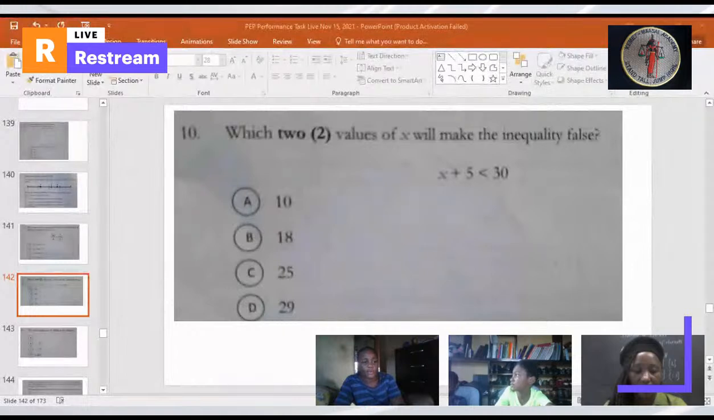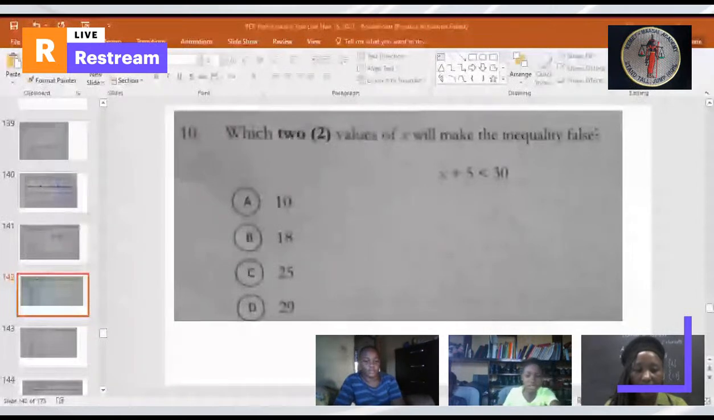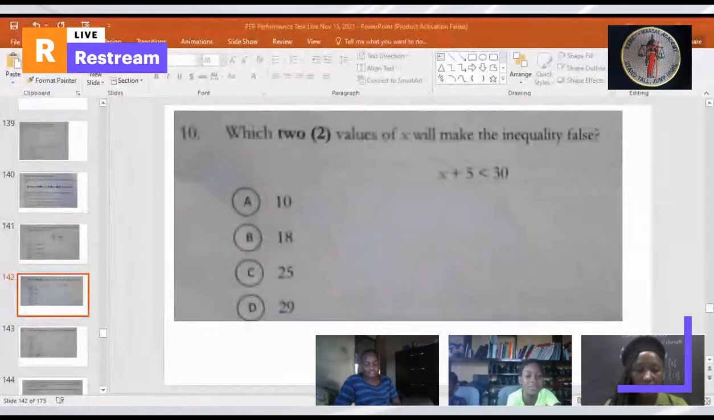Miss is asking for what would make it false. Why are you telling them what would make it true? John, what do you say? Miss, the question is asking which two values will make the inequality false.